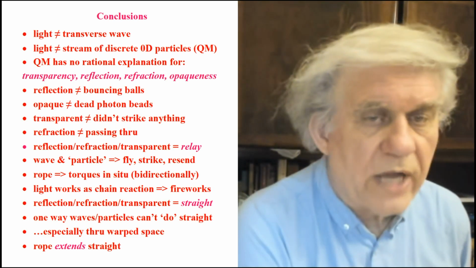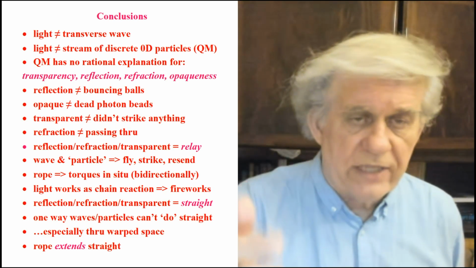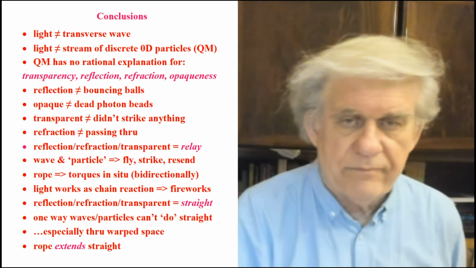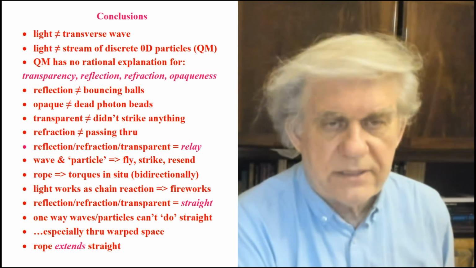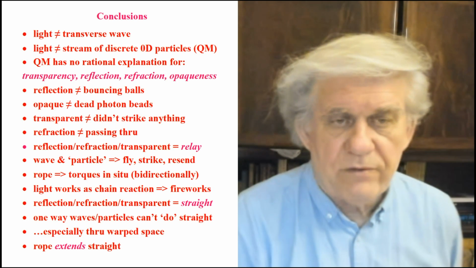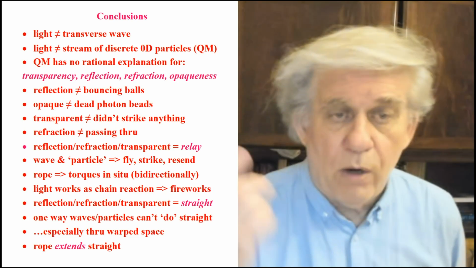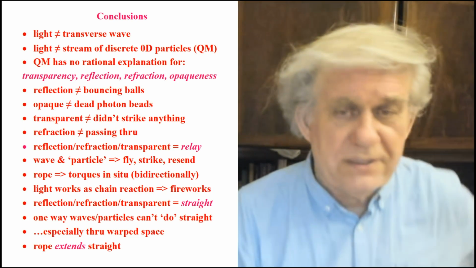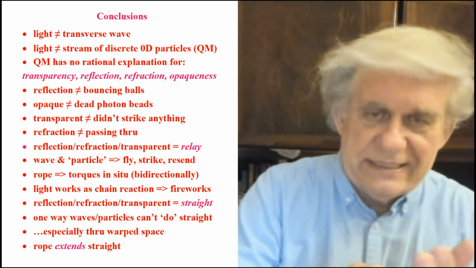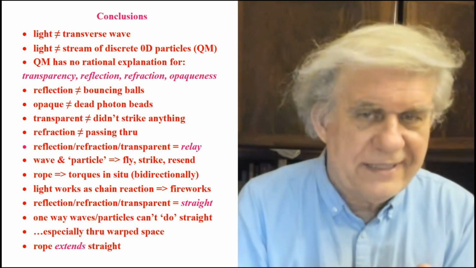Quantum mechanics has no rational explanation for what? Transparency, reflection, refraction, opaqueness. None of them. They cannot explain any of those. They say that's not science, that's philosophy. Okay, reflection is not equal to bouncing balls. Opaque is not equal to dead photon balls. Not that the photon ball comes and dies there. Okay, so that's not opaque.